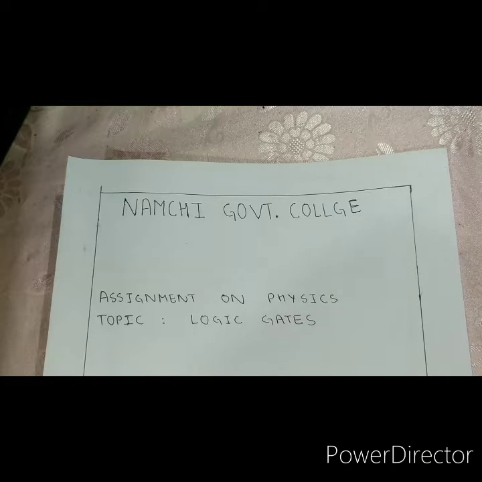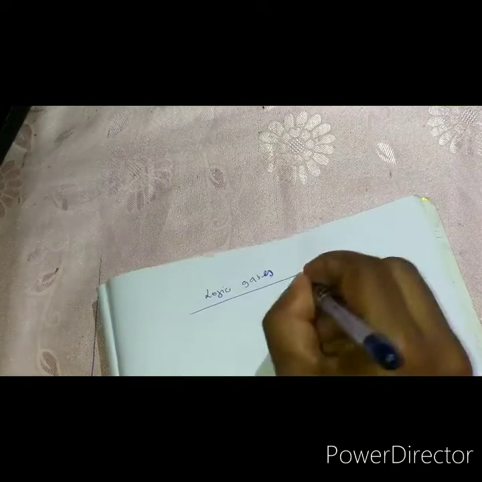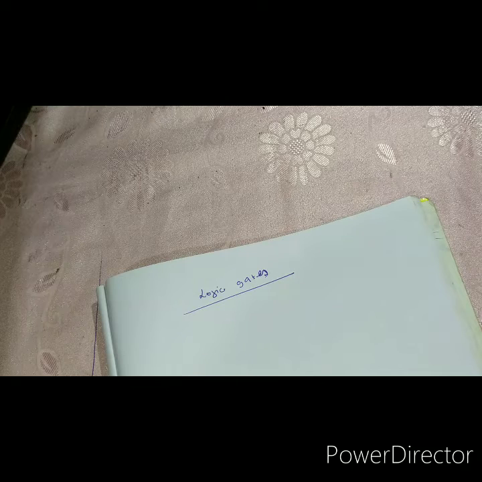My topic for the assignment is logic gates. So let us see what logic gates are. As the name indicates, these are similar to our normal gates, which allow or deny someone. For example, if we allow or deny anyone entering a room, we use gates or doors. In the same way, to allow or deny any digital signals, we use logic gates.